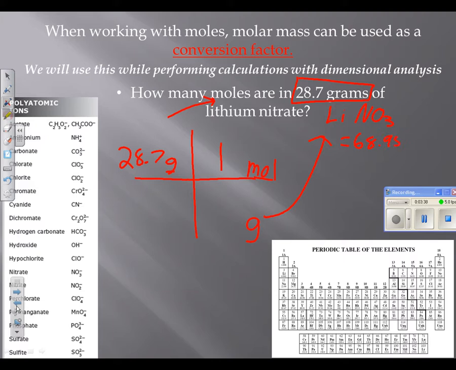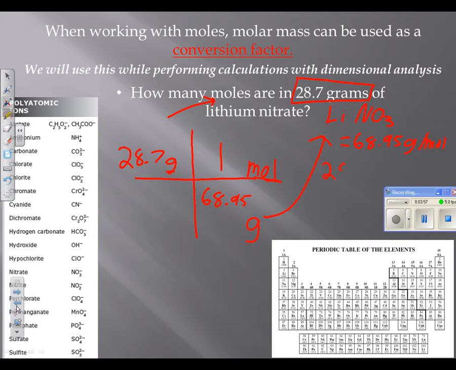68.95 grams per mole. So that number goes here as a conversion factor, 68.95 grams in every 1 mole. That's how you read that. There's 68.95 grams in every 1 mole. That's what grams per mole means. So remember, you multiply the top, divide by the bottom.